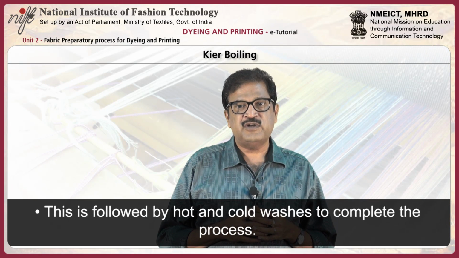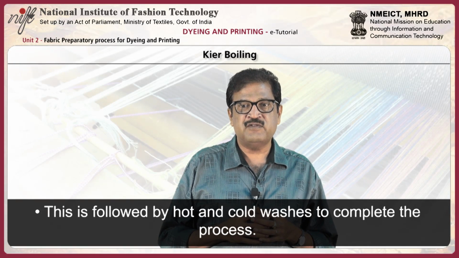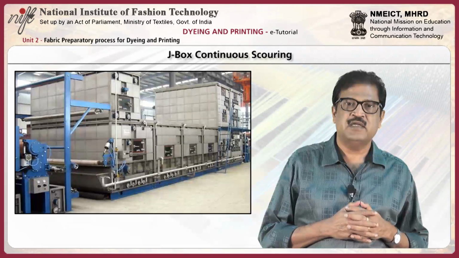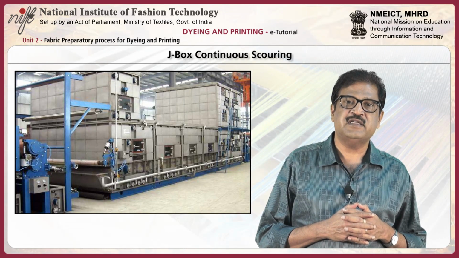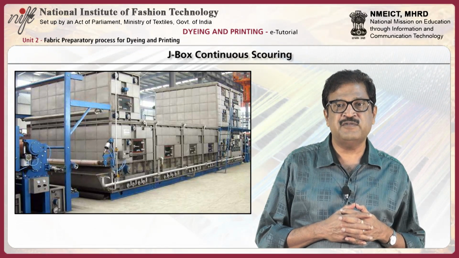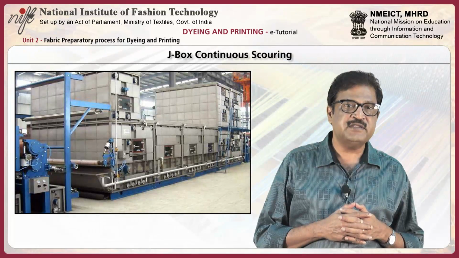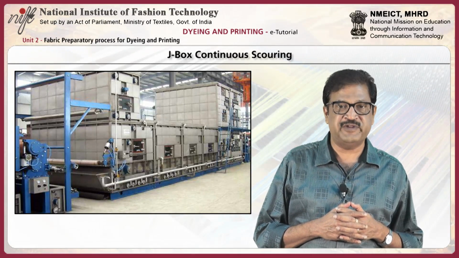This is followed by hot and cold washes to complete the process. Next, let us discuss a very commonly used method of scouring process. It is called J-box continuous scouring.